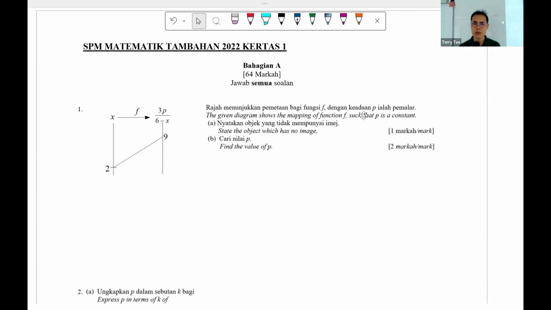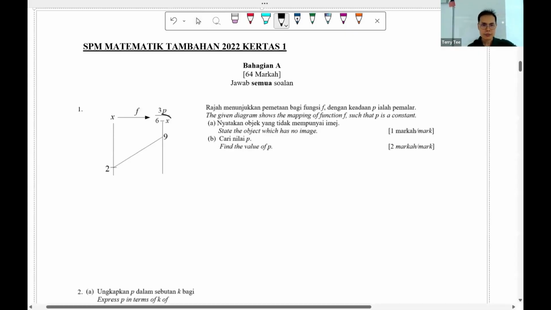This is Form 4, Chapter 1, Function, right? So the diagram shows the mapping of function f such that p is a constant. State the object which has no image. Now, when we say object which has no image, it is the case where your x value, when you sub inside, the whole function becomes undefined.